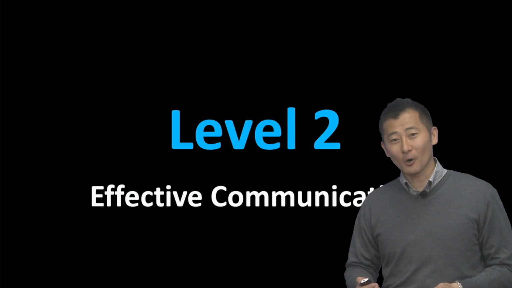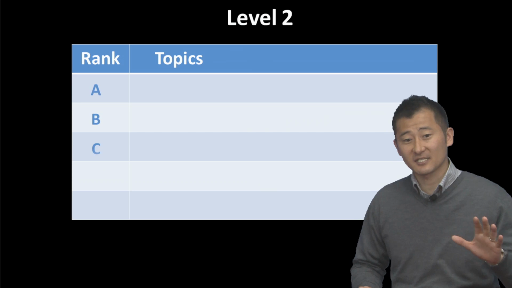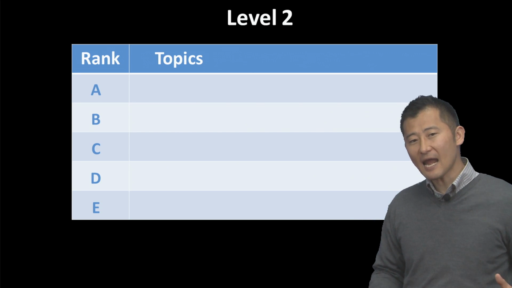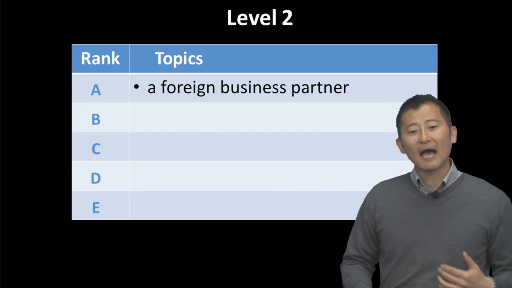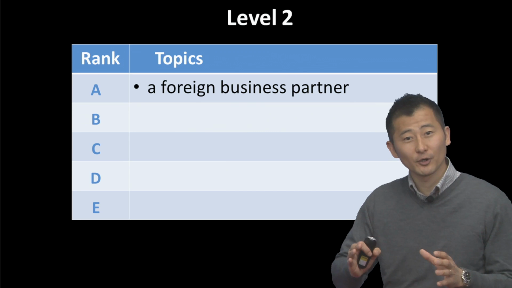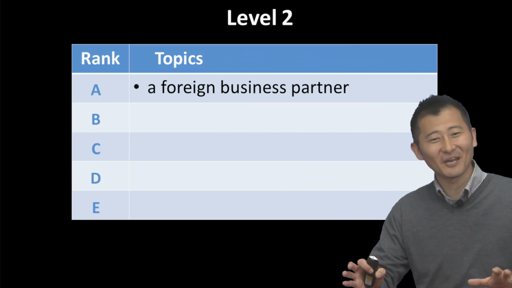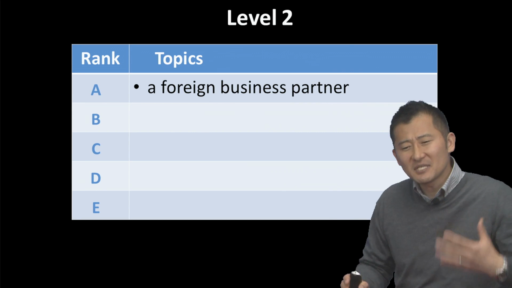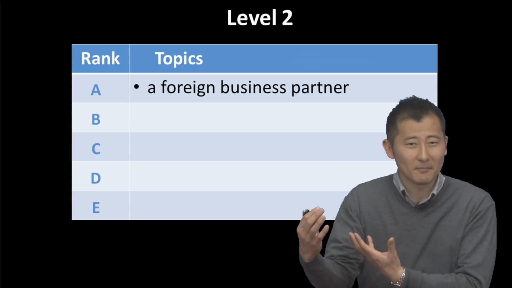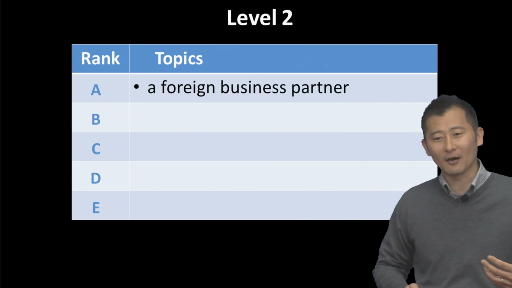Okay? So, in Level 2, we have 5 ranks, A, B, C, D, and E. In Rank A, we will learn how to communicate with a foreign business partner. So imagine you're at a trade show, okay, or some kind of business event, and you meet someone for the first time. This is a foreign business partner. What do you talk about?